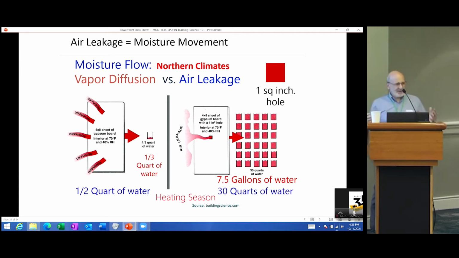During the course of about 3 to 4 months, say like the heating season, if you have a 1 square inch hole of air leakage, the amount is astonishing. 30 quarts of water could move through that hole due to the drive from the temperature difference and the moisture difference. So vapor diffusion has an effect and an impact, but air leakage has a huge impact.